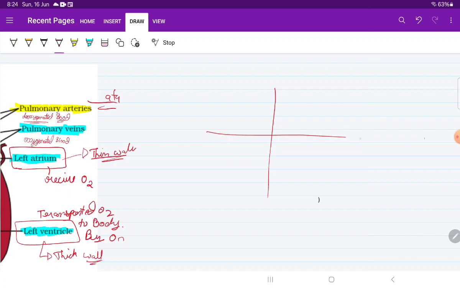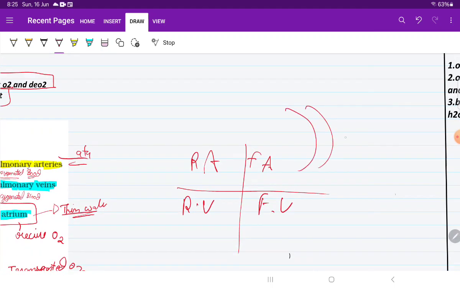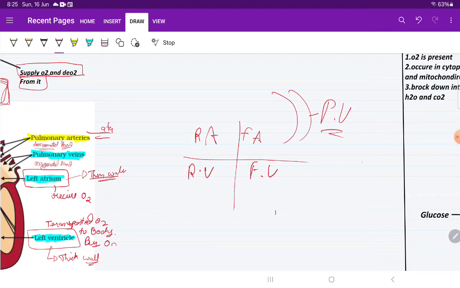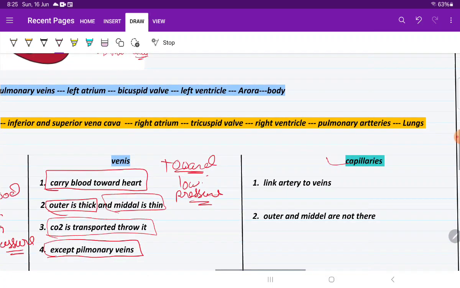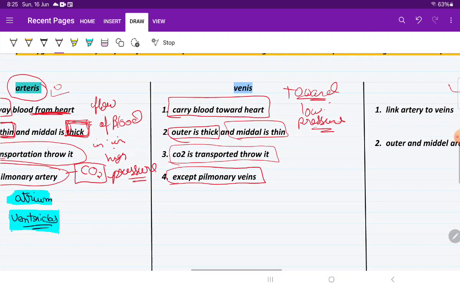I have drawn this left ventricle, right ventricle, left ventricle. There is a pulmonary vein which is connected to the left atrium and transports the oxygenated blood. But they told us that veins carry only the deoxygenated blood, but there is an exception. Okay, that is the exception.